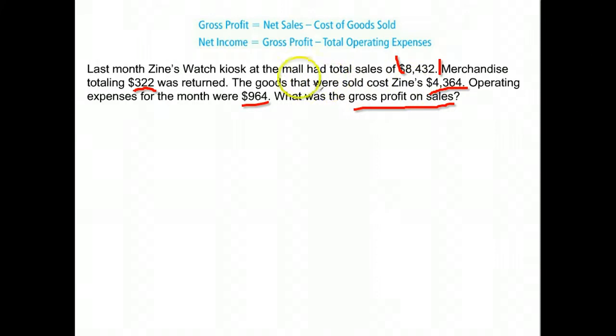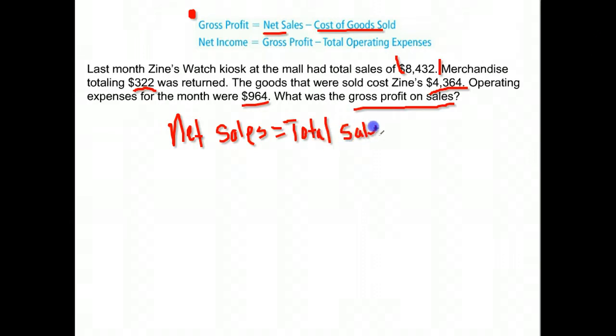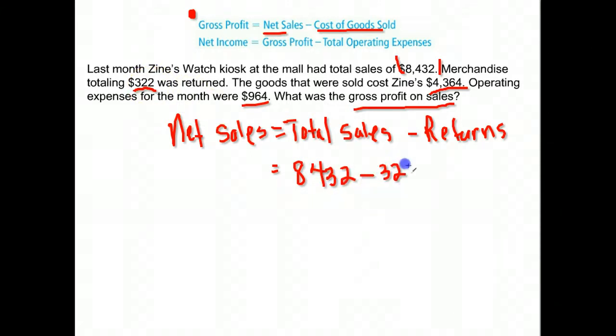Okay, now they gave you more numbers than you need here. Okay, so be really careful. All they want is the gross profit, which is our net sales minus our cost of goods sold. So first let's find the net sales, because they didn't give us that. They told us the total sales, okay? But what we need to do is take the total sale minus any returns to find out how much our sales were after people had returned some items. And so that's $8,432 minus, it says there were $322 in returns.